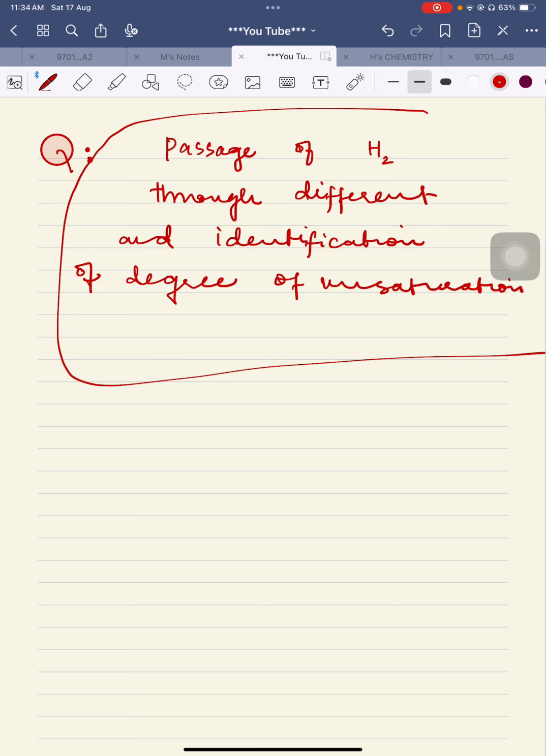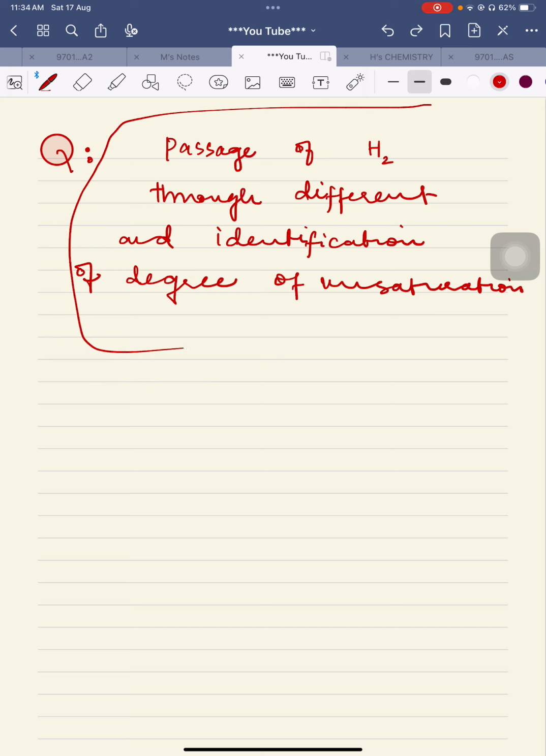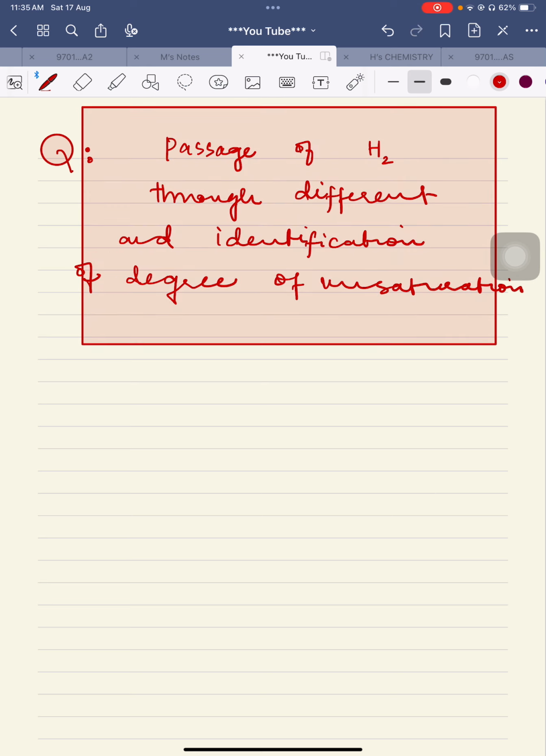We will check how hydrogen can be used to check the degree of unsaturation through different oils. Oils means vegetable oil, almond oil, coconut oil, palm oil, seed oil, et cetera. We will pass the hydrogen through them and check which one has the highest degree of unsaturation. Through this past paper question, we are going to start the next lecture.